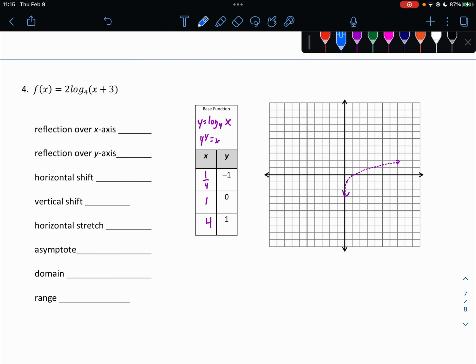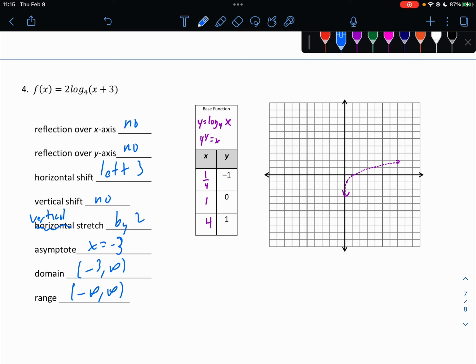There's no reflections. We are going to shift left 3. We're not going to shift up or down. We're going to stretch this by 2. It's actually not horizontal, though. It's actually vertical, by 2. So the asymptote, since we moved left 3, is going to move left 3. And then the domain will move left 3 as well. So my range is going to stay the same.